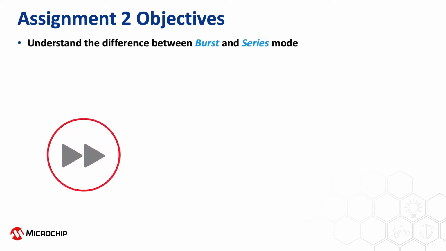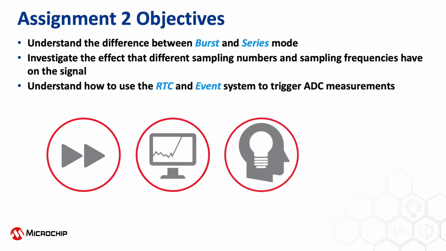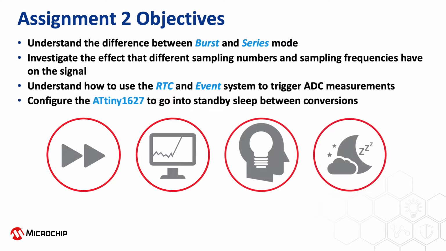The main topic of Assignment 2 is the difference between burst and series mode. We will also investigate the difference between different sampling frequencies and different sampling numbers. We will understand how to use the RTC and event system to trigger ADC measurements, and we will also configure the Tiny2 to go to sleep between conversions to save power.